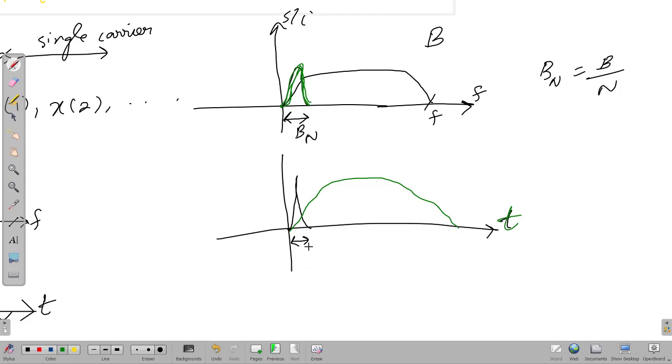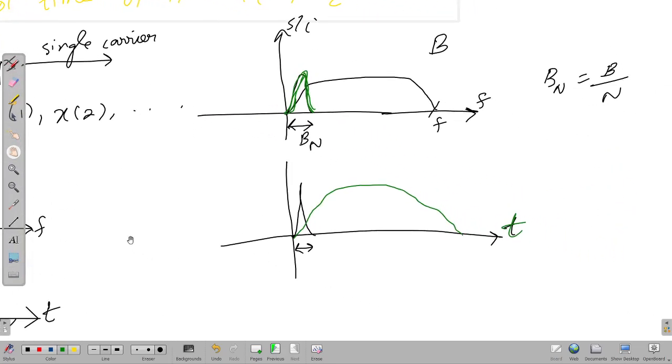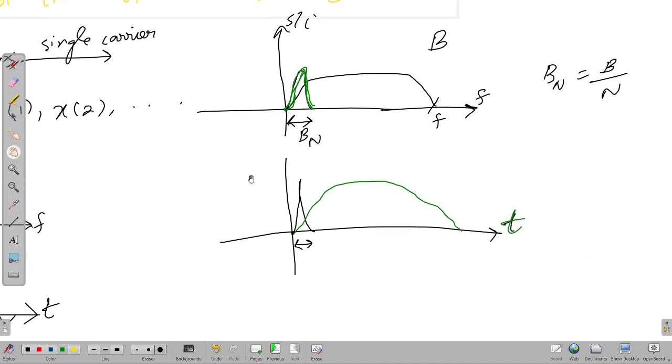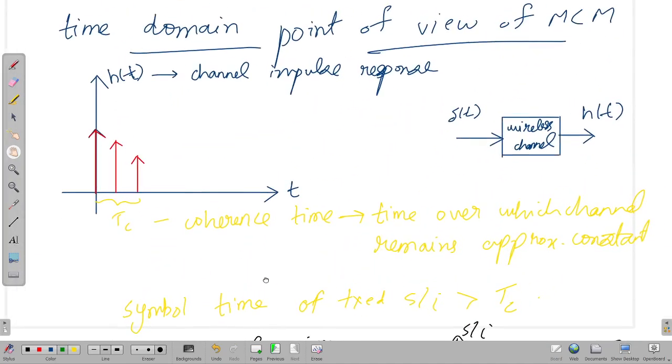So in multi-carrier, you are dividing the whole bandwidth into small substreams. So you will have signals with more duration in time. Now, how can you relate this with coherence time of the channel? That is what we are trying to analyze.